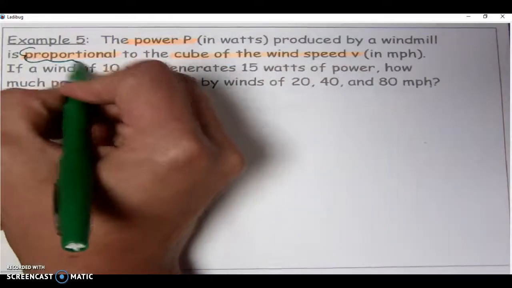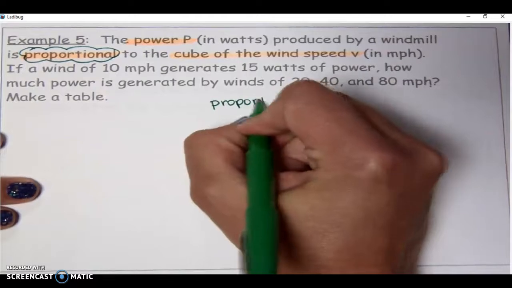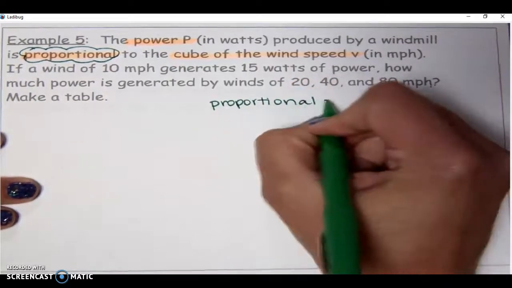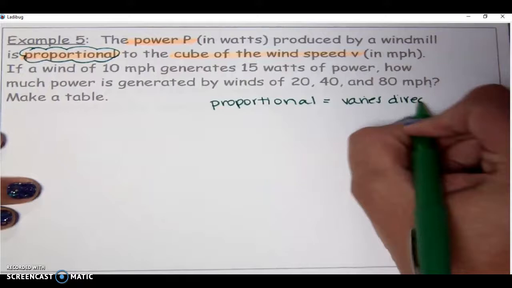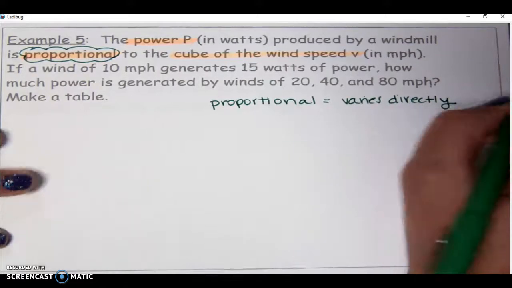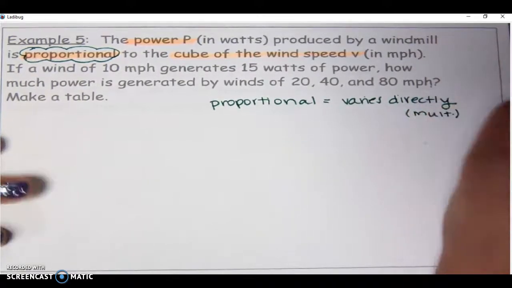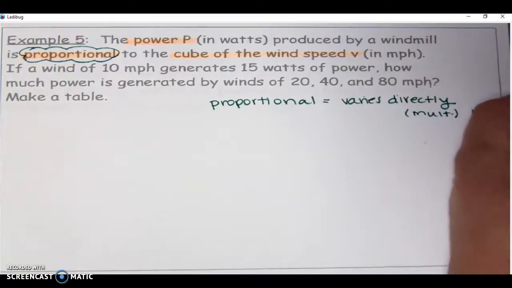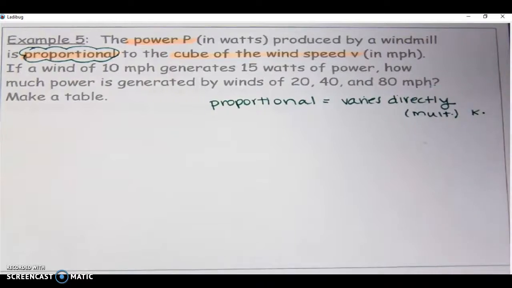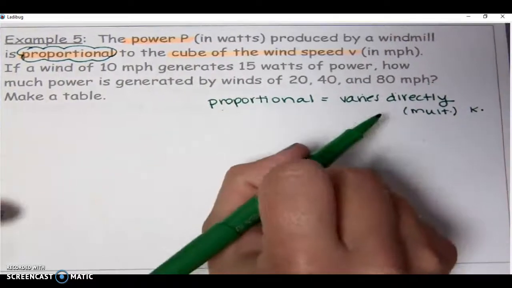So when it says proportional, proportional works just like when it says varies directly. In the last problem we had that varies directly, remember that meant we were going to use multiplication. When it says varies indirectly, that's when you're going to use division. Other than that, we're going to be using k times whatever the value. If it said varies indirectly, you would do k divided by. So proportional means the same thing as varies directly.